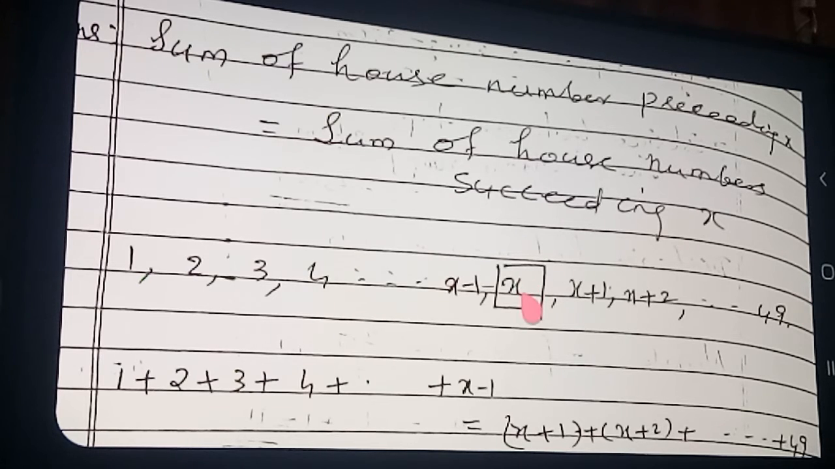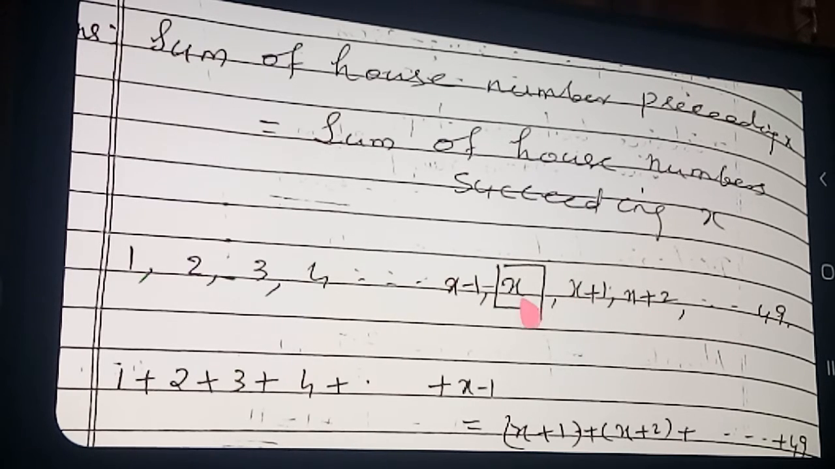This is one house number. Suppose this house number x you are getting as 30. So what will this one be? 30 minus 1, that means the 29th house. And what will this one be? The 31st. This is 30 now, then this will be 31, 32, 33, etc. That will be the meaning.